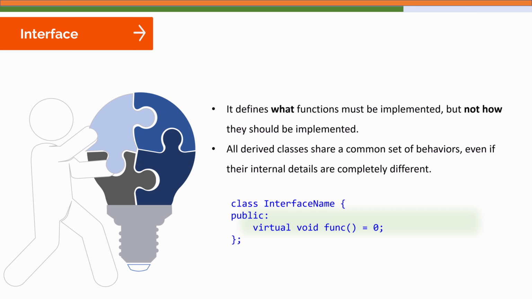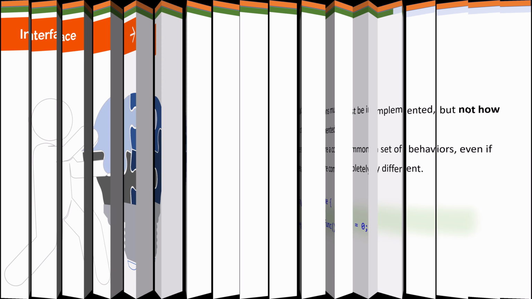The core idea is that an interface defines what must be done, but not how it should be done. Think of it like a contract. It says if you want to be a shape, you must know how to draw and calculate area, but it doesn't tell you how to implement those functions. So here's an example. Let's break this down stepwise and discuss.